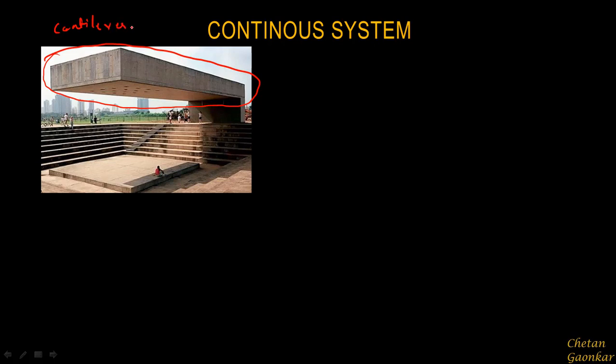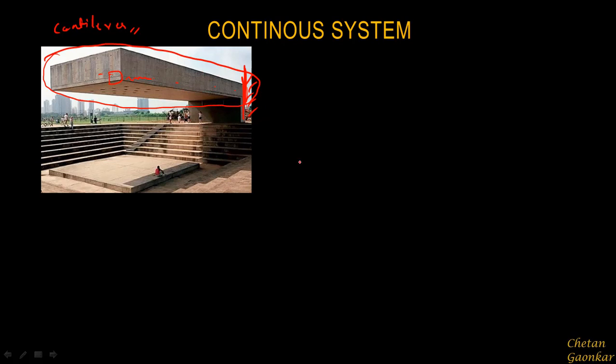Why I'm calling it a cantilever beam is because it is free at this end, whereas it is fixed at this end, right? This is a kind of cantilever beam. But now it is a continuous system. In this system we cannot nicely differentiate where the mass is and where the spring is, and so on. The mass as well as the stiffness properties are distributed continuously in this system. Therefore, these are continuous systems.